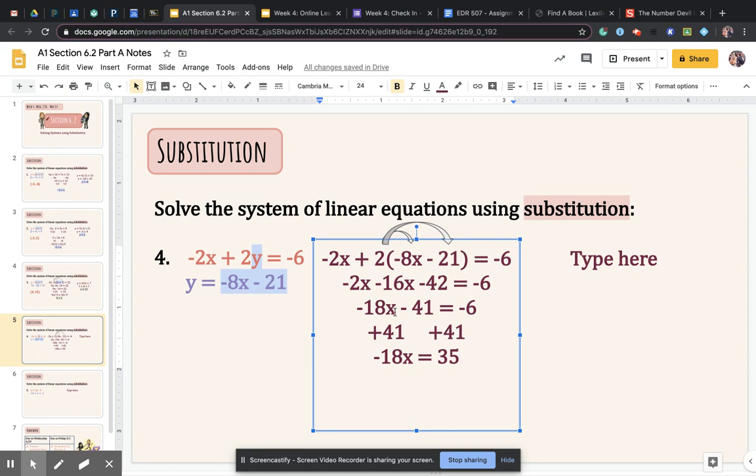Did I do my math wrong somewhere? Oh, I typed in 41. That's supposed to be a 42. See, even Mrs. Latham makes mistakes. So this gives us 36. I knew that wasn't going to work out right.